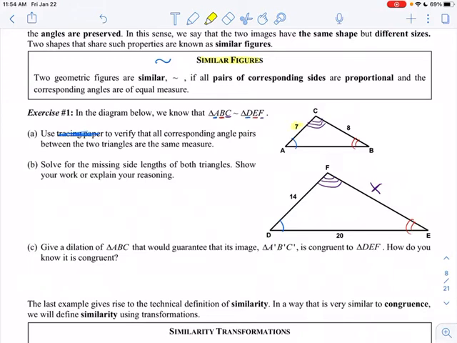So what I'm going to do is take the two sides from the smaller triangle, and I'm going to take the two corresponding sides from the bigger triangle, and I'm going to write a proportion out. So 7 over 8, and then 14 over x. Now the way that you solve a proportion is you cross multiply. So I cross multiply: 7 times x is 7x, 8 times 14 is 112, and then I divide by 7, and x equals 16.